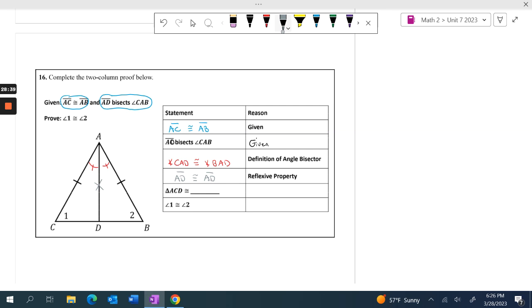And now you can see I have 2 sides that are equal in each triangle. I have 1 angle that's equal in each triangle. I could now say that triangle ACD is congruent with triangle ABD. And that would be by the side angle side rule. And then the last statement is what I'm proving. Angle 1 is congruent to angle 2. And that would be the idea of the CPCTC.